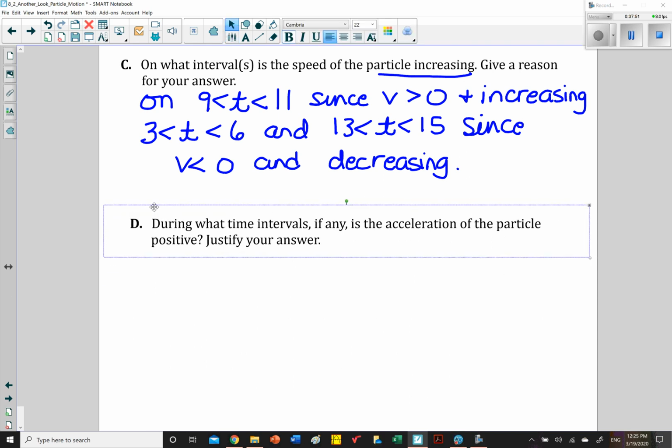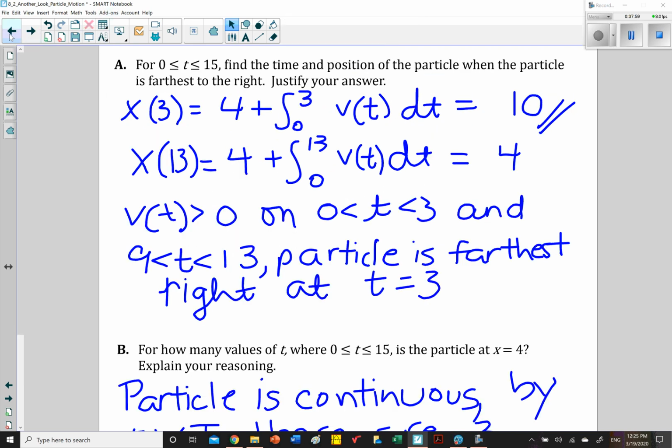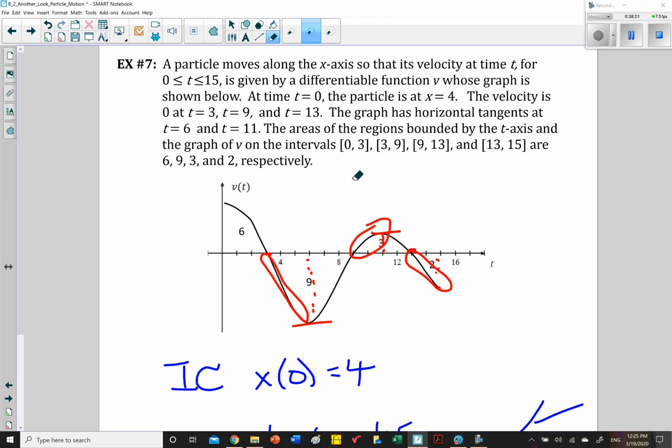During what time intervals, this is the last one, if any, is the acceleration of the particle positive? So once again, let's go back and look at the graph. Where's acceleration positive? Where velocity is increasing. So where's velocity increasing? That's happening on 6 to between both horizontal tangent lines. So from 6 to 11, velocity is increasing.